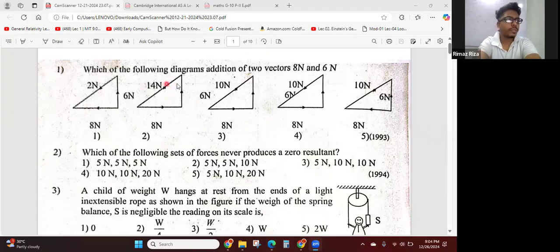Okay, so which of the following diagrams shows the addition of two vectors, 8 Newton and 6 Newton? Quickly drop the answers in the chat box. So this question is very easy.